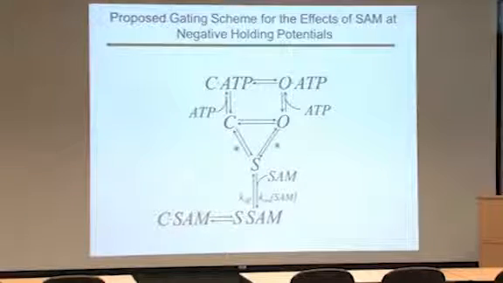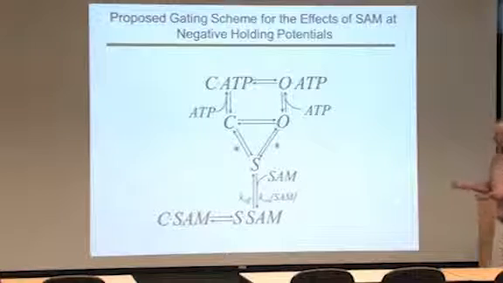The channel goes from closed to open and then to the substate. We suggest that these transitions are voltage dependent. Remember that at large negative potentials you had fewer substates than at small negative potentials, and this only applies to the negative membrane potential. SAM binds to the substate and stabilizes it. And then you can gate from the SAM substate to the closed state bound with SAM, because we saw that we could go from the closed to the substate or from the open to the substate.